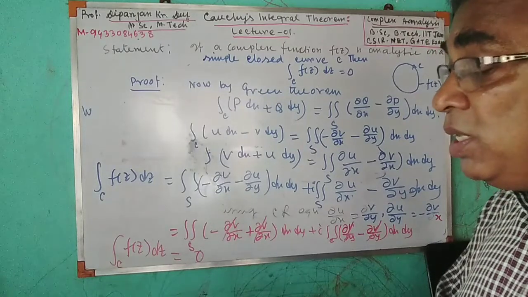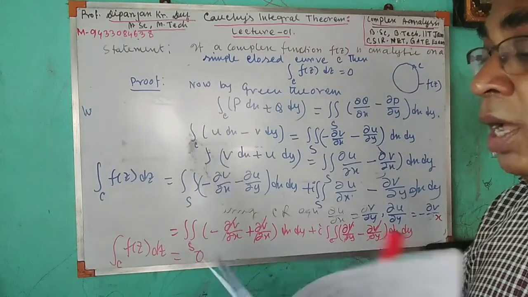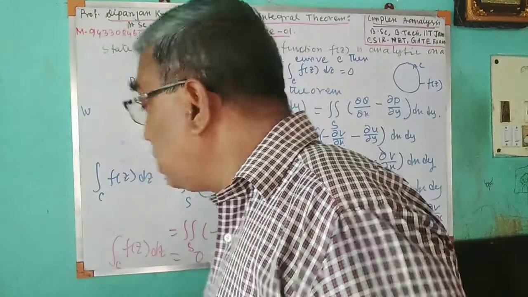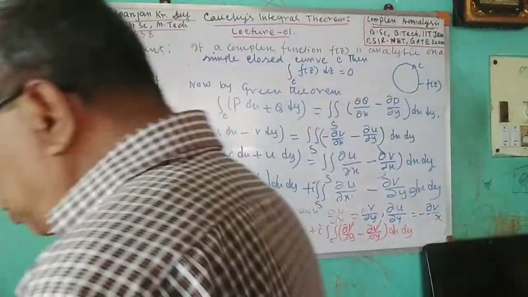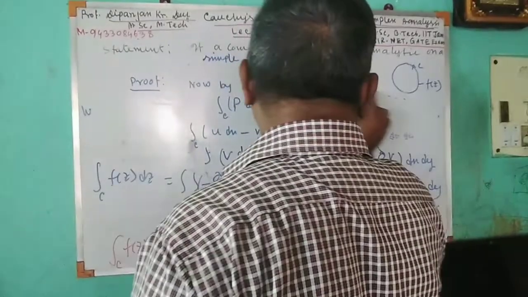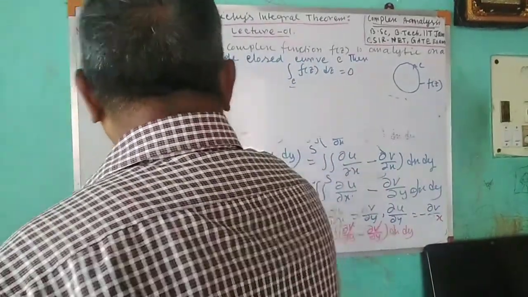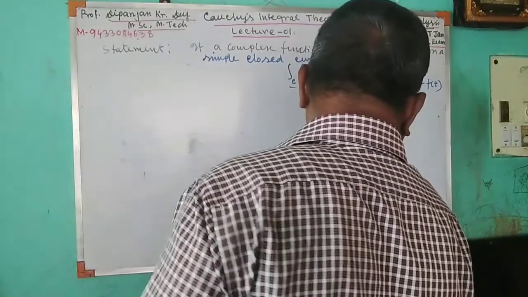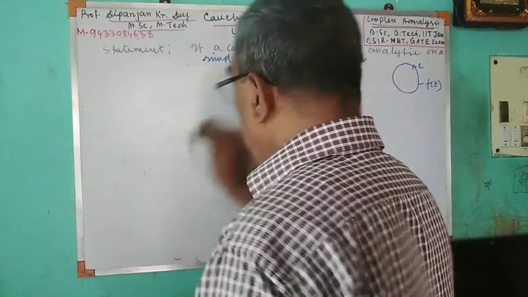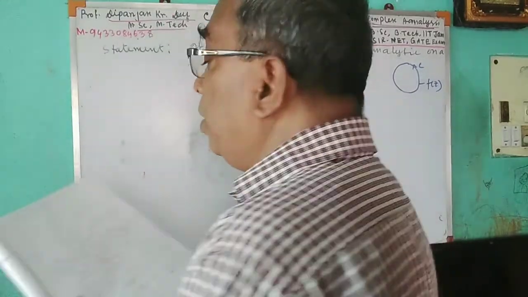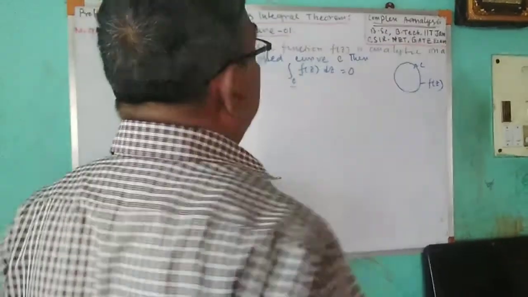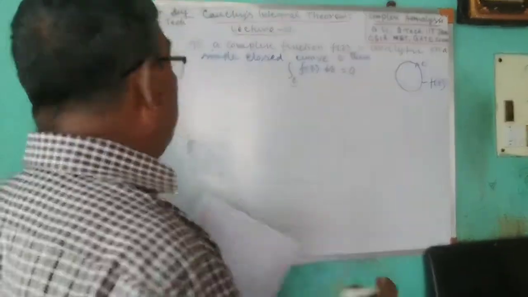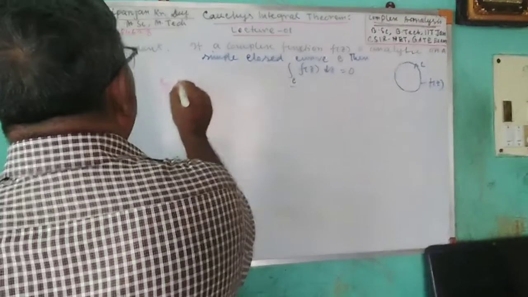Now using this theorem, I am doing a sum. Evaluate. This is a very, very important sum. I have taken this sum from a university question paper. In the sum they are not telling that this is using Cauchy's integral theorem.